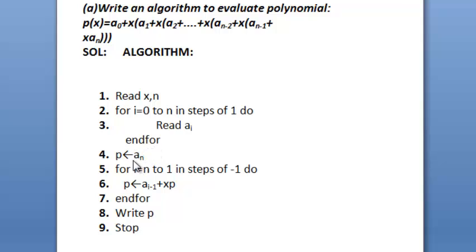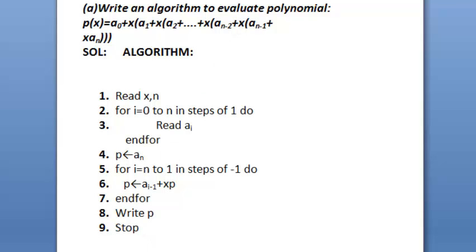Now we substitute the value of an into p, and then again we initialize a for loop with I initialized to n up to 1 in steps of -1. Now this is a backward loop from n to 1. We are putting the value of a(I-1) + x·p into p. Now here the for loop ends, and then we write the value of p, and then we stop our algorithm.